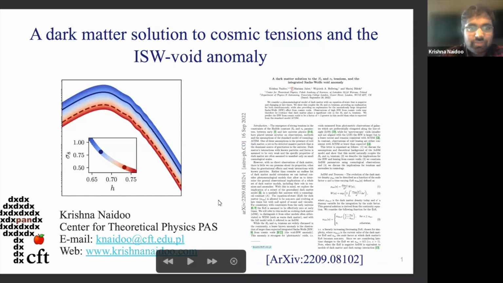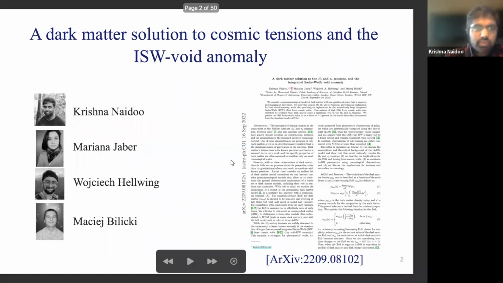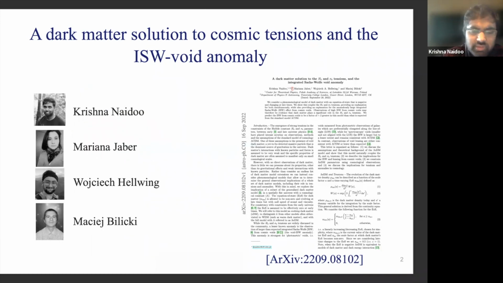Thank you for the invitation. Today I'm going to be talking about our recent publication, a paper we've recently put on the archive, with these collaborators. The basic idea is we're looking at whether dark matter can be the cause of the tensions and also specifically the ISW-void anomaly, which I'll get into.